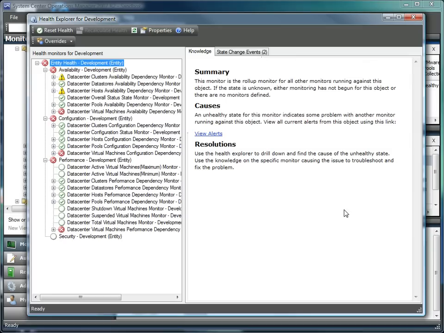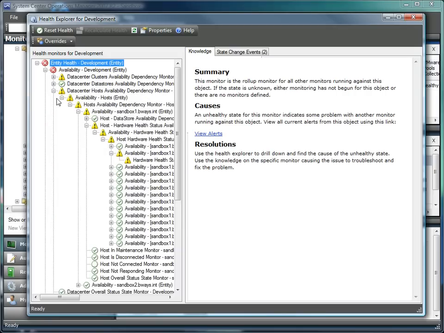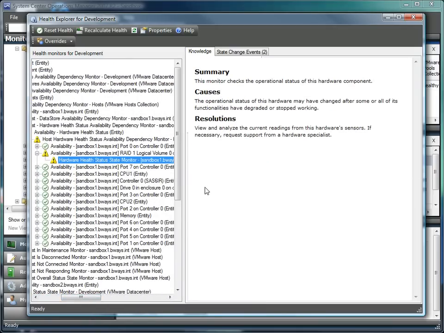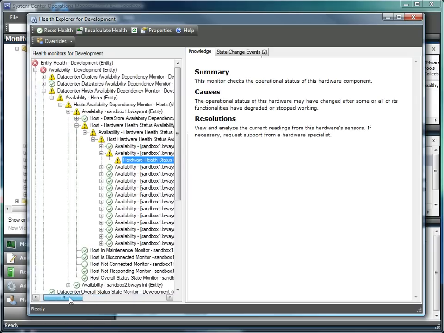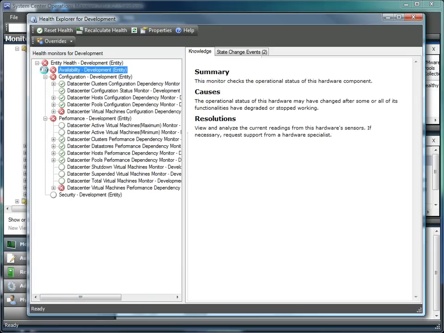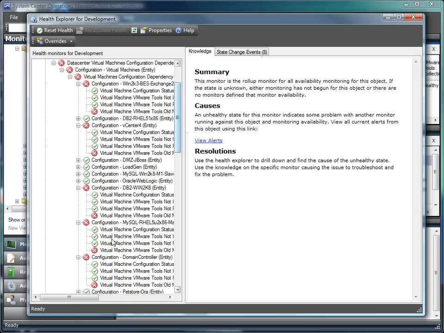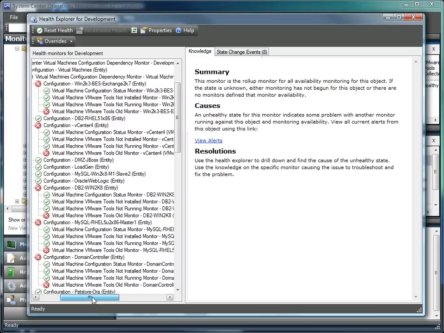Looking at the health model for a data center, health is monitored through availability, configuration, and performance metrics, giving you a complete view in the environment and highlighting any issues that may have been detected. For example, looking at a host availability, we can see that one of the drives has become degraded. Looking at configuration, we can see that there are several virtual machines that have VMware tools that need to be updated.